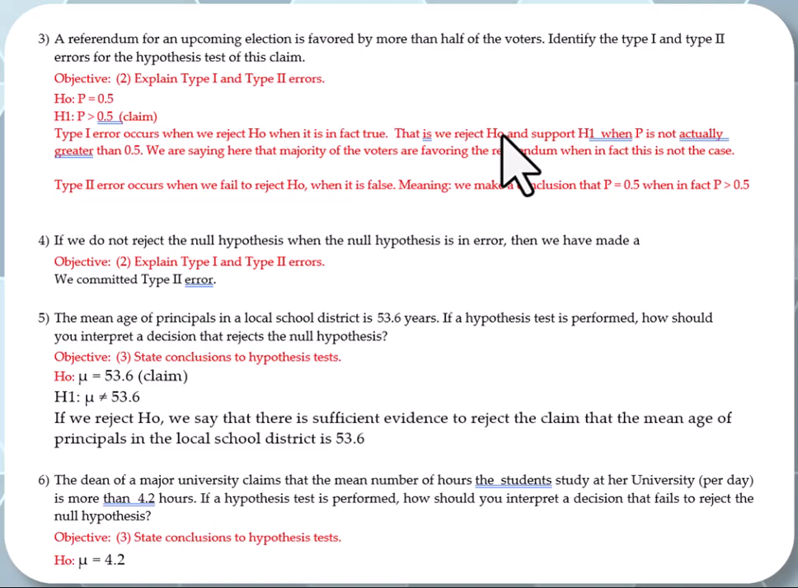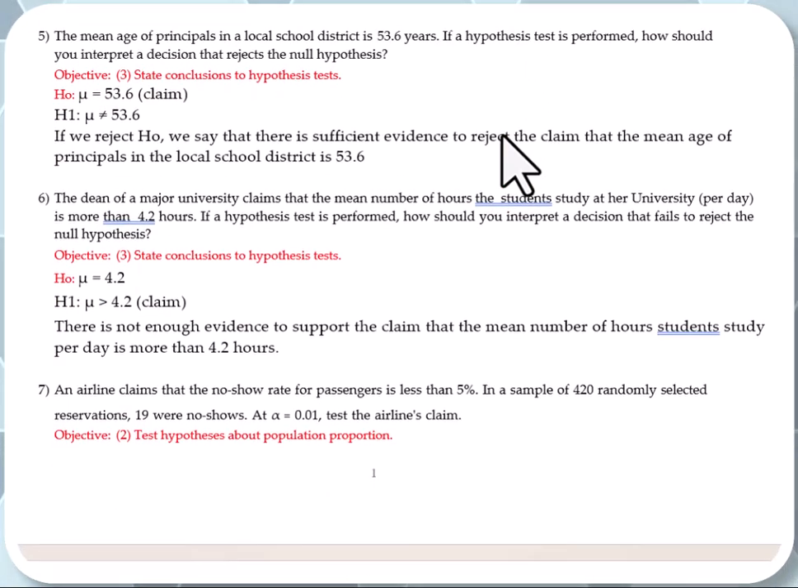Number 5. Let me show you number 5 right here. The mean age of principals in a local school district is 53.6 years. So I wrote the null and the alternative hypothesis. Mean equals 53.6, you can see here. And alternative will be mean not equal to 53.6. And you understand why I put the claim in the null hypothesis, because it says "is," and "is" means equal, which is a statement of equality. Any statement of equality will go to the null hypothesis.